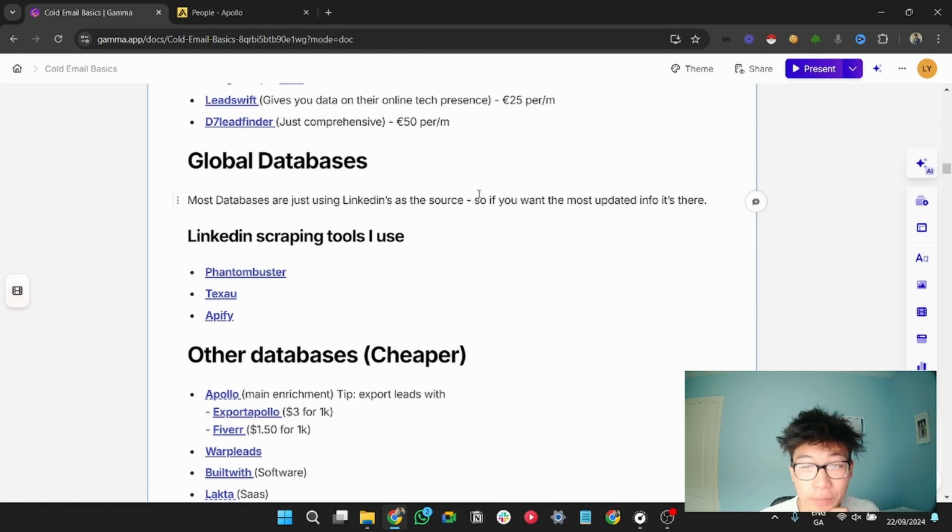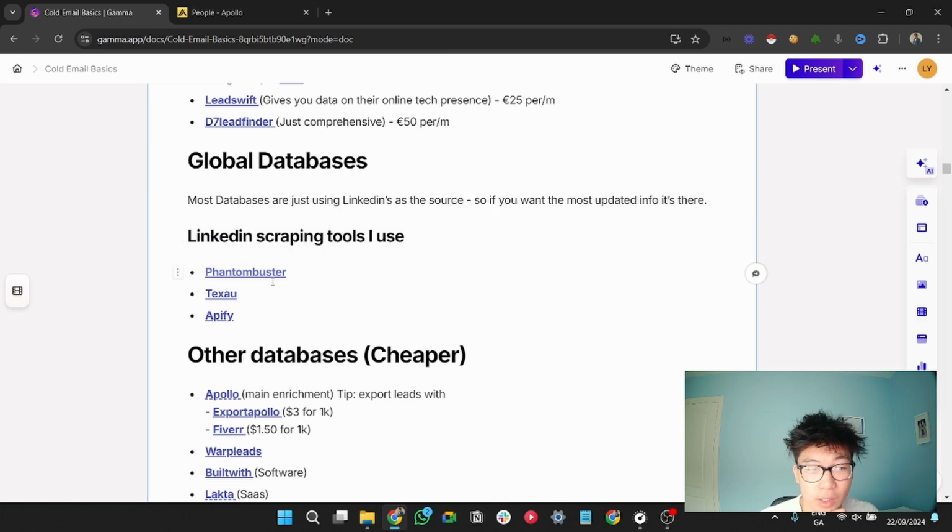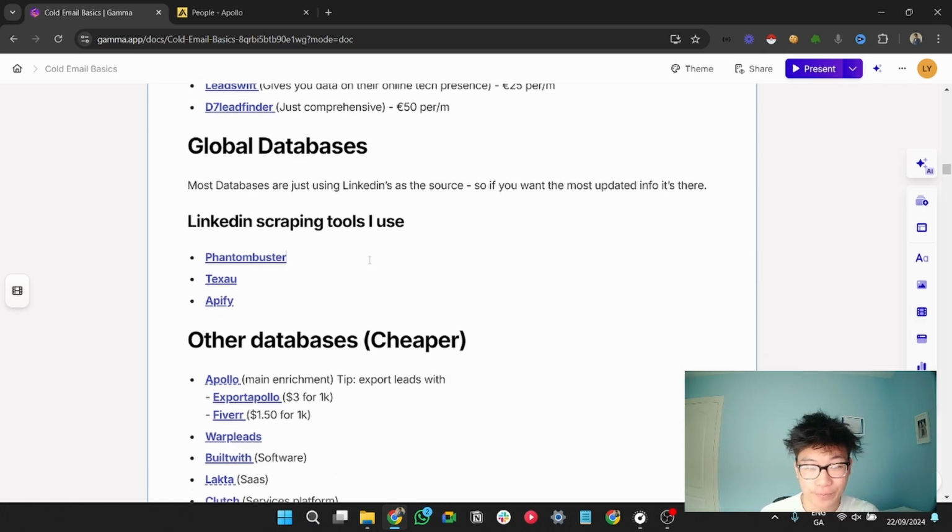So if you want the most updated information, it's there. To scrape LinkedIn, you can run tools like Phantom Buster, TextOut, and Apify. I'm not going to go into this just because that's like an hour or 2 hour video in itself. But go have a look at them, play around with them. If you want to do cold email, this is stuff you should know.